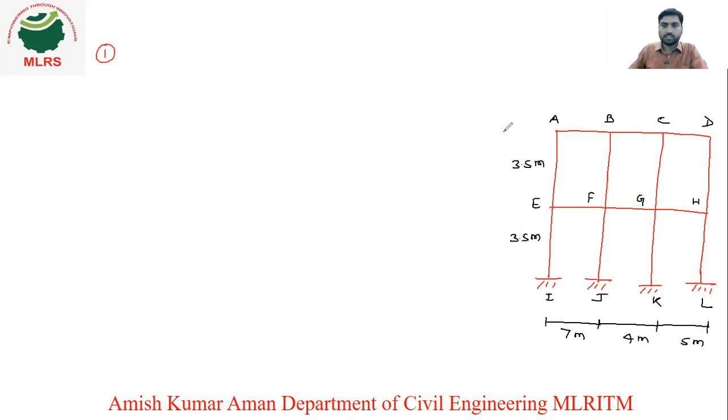Two horizontal forces are acting, at point A and at point E. This is a 120 kilonewton force, and this is a 180 kilonewton force, right? And we know this is story number 1, this is story number 2. So we need to analyze this problem.